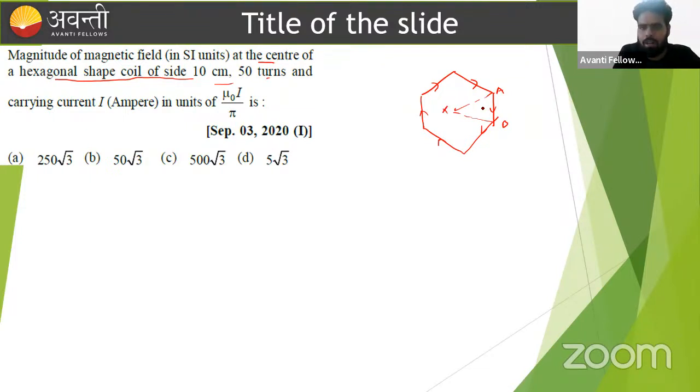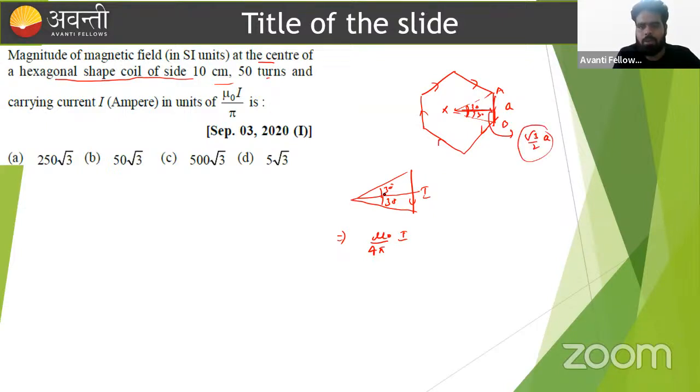So what is the angle made by the hexagon at the center? We can say, sir, this angle is 60 degrees. So this will become 30, this will become 30. This is angle theta 1 = 30, theta 2 = 30, and this current is I. What is the magnetic field? Mu naught upon 4 pi, I upon r. Sir, if this side is a, what is this side, beta? This side will become root 3 by 2 a, because we know this angle is 30 degrees and this side is a by 2.